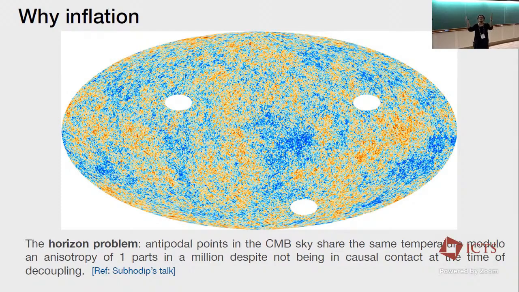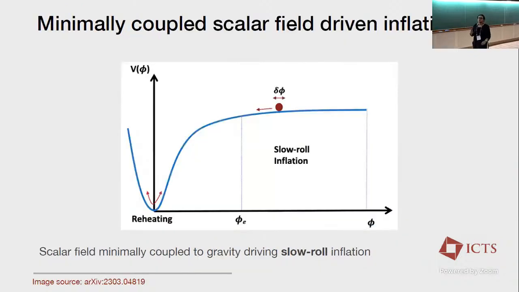And if we check at the time of decoupling, they were not in causal contact. What inflation does is it stretches that light cone towards an apparent Big Bang and towards negative infinity in conformal time, so that their forward light cone and the backward light cone match, and we can have an explanation for their same temperature. So their light cones match and they have sufficient amount of time to interact with each other. So that is the motivation to study inflation.